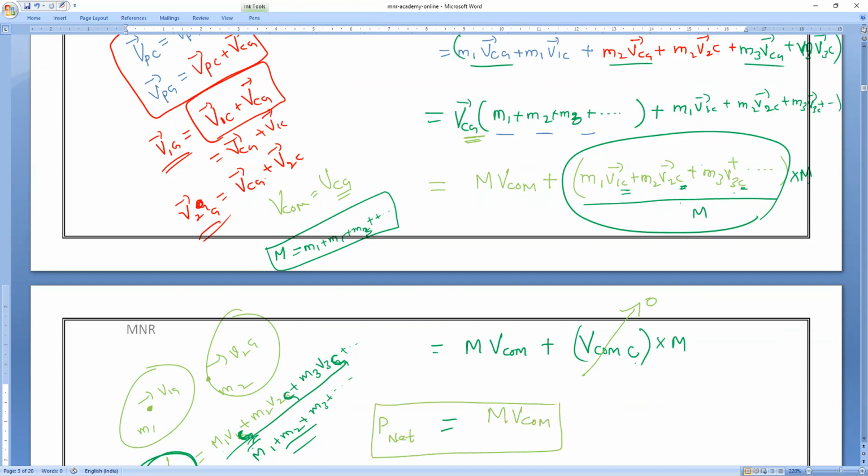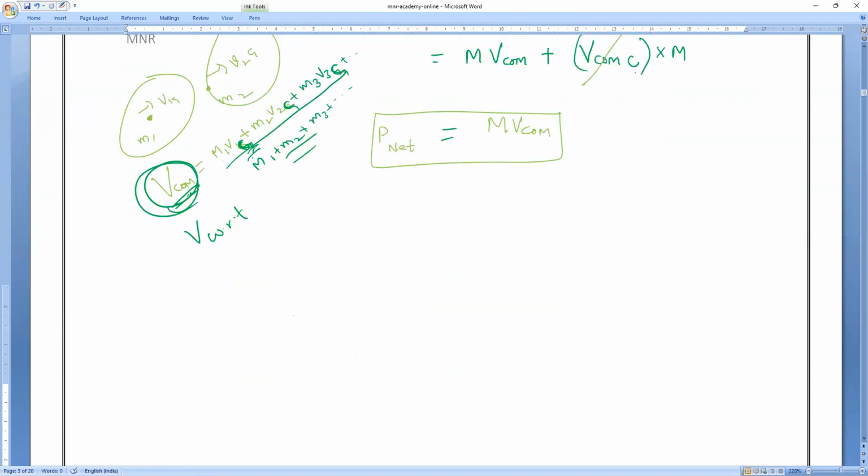That is the formula. Once again, all of you observe. If I take any two particles in a system, just imagine, let me take three particles. This one's velocity is V1 with respect to ground, and this one's velocity is V2 with respect to ground.